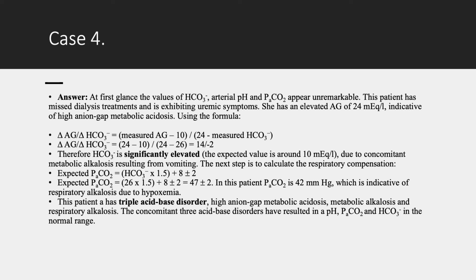So this patient has a triple acid-base disorder: high anion gap metabolic acidosis due to missing dialysis, metabolic alkalosis due to vomiting, and respiratory alkalosis due to hyperventilation and hypoxemia. Now, even though the pH, PaCO2, and the bicarbonate are all in the normal range, you have a triple acid-base disorder, and because of that, the changes kind of canceled each other out. So be careful.